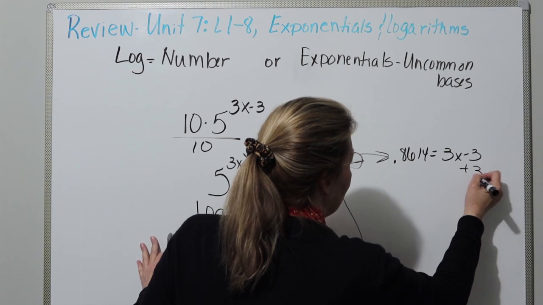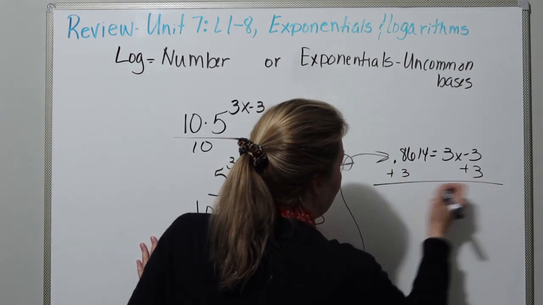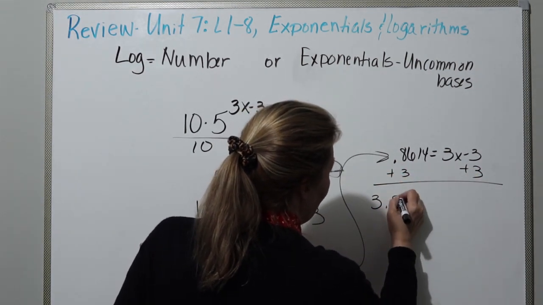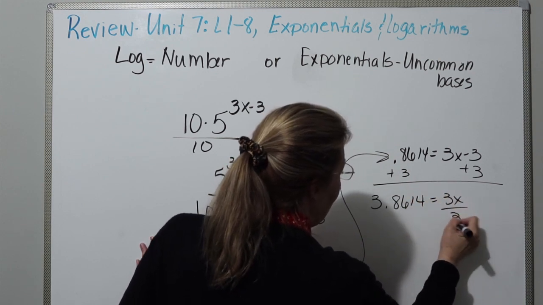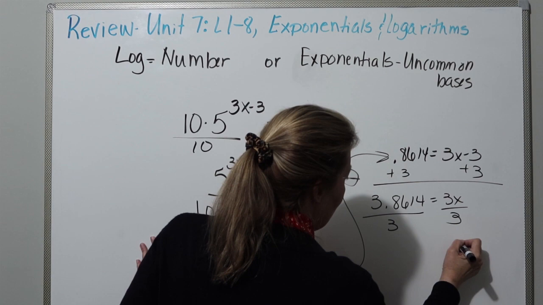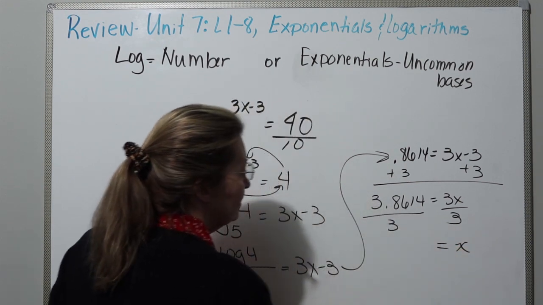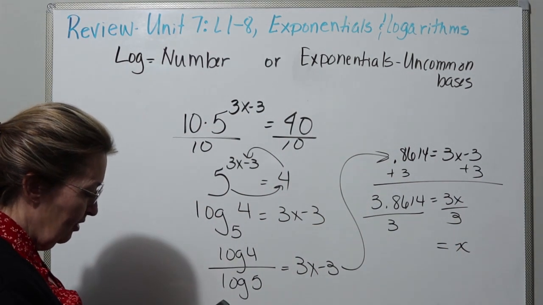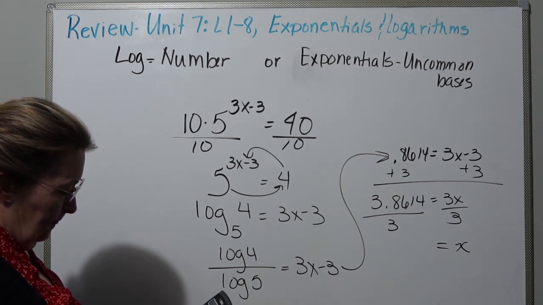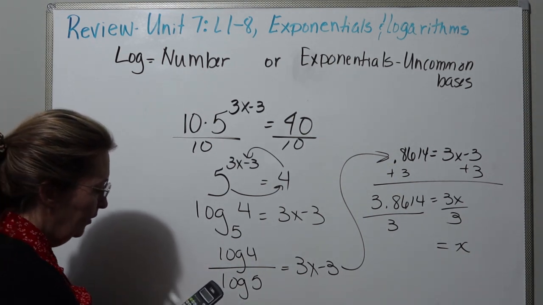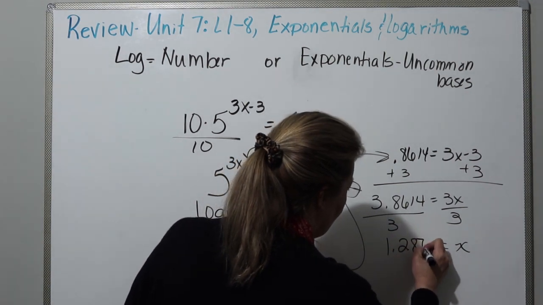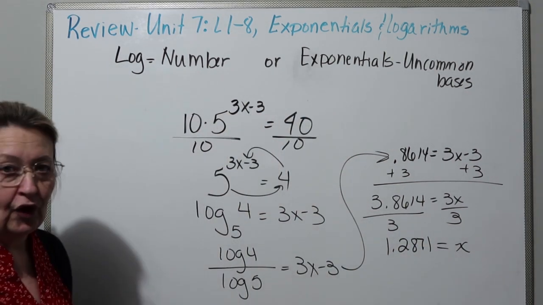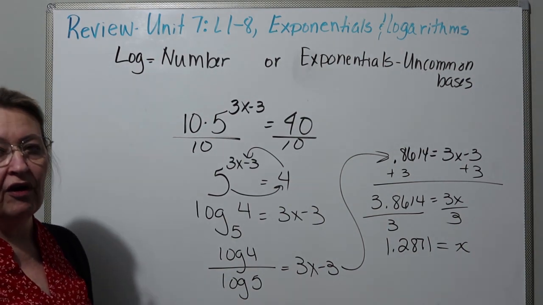We're going to add 3 to each side. So now I have 3.8614 equals 3x. And then I'm going to divide both sides by 3. And that's going to give me a final answer of 1.2871. Okay? Don't be scared of the decimals because you are going to get them.